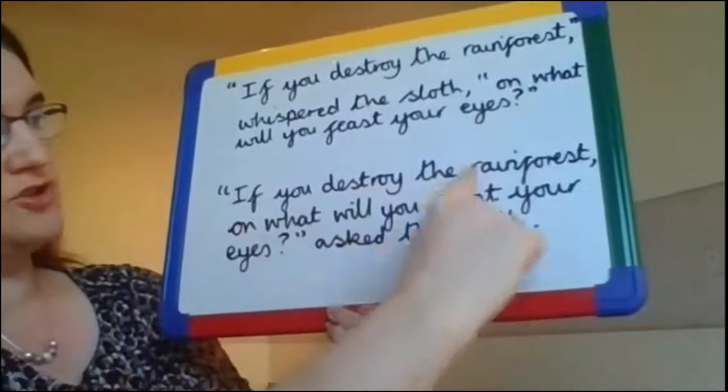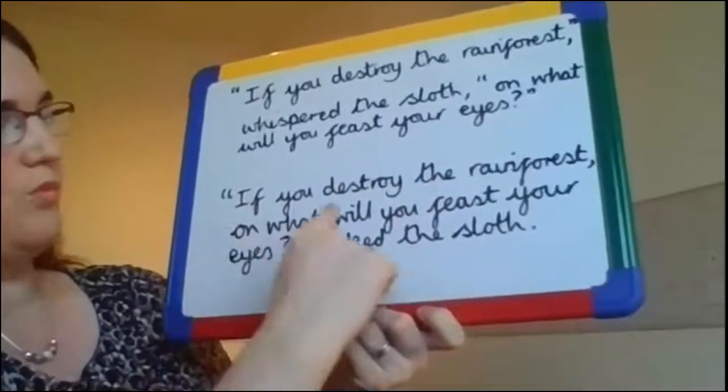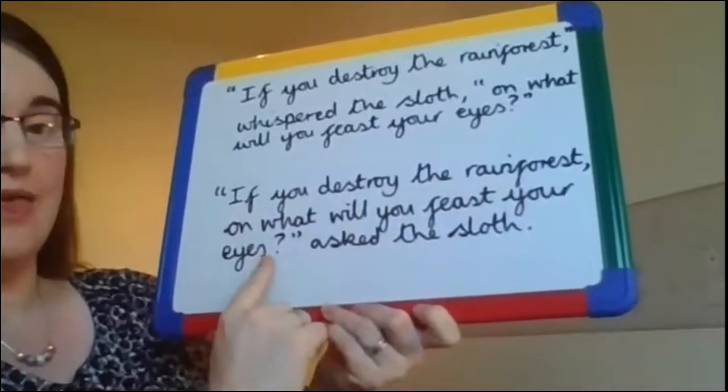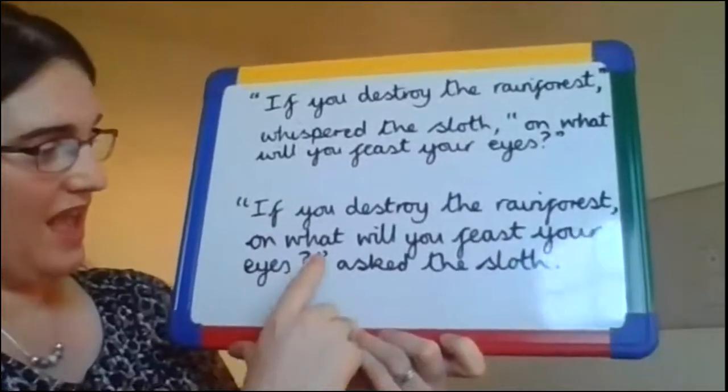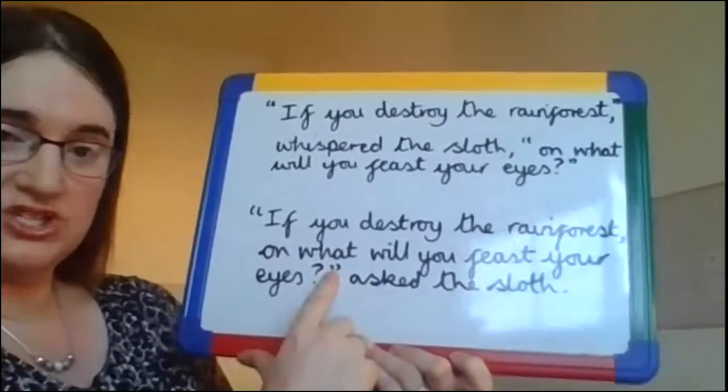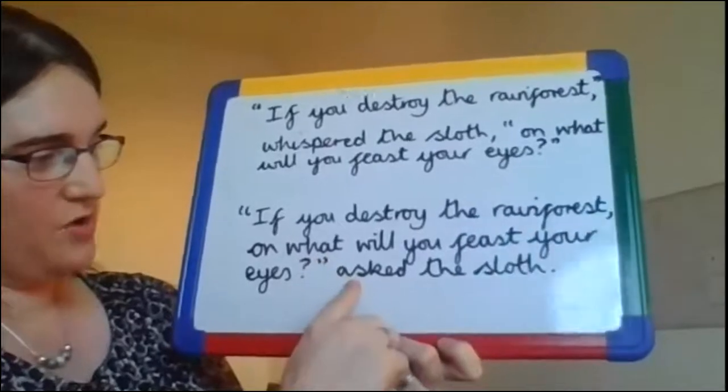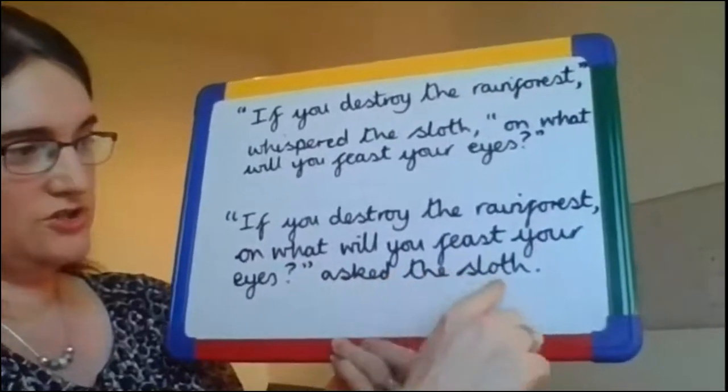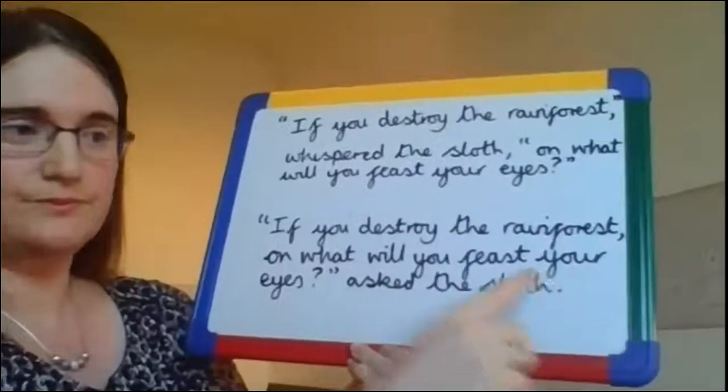Then you've written, "If you destroy the rainforest," comma, "on what will you feast your eyes?" And then you need a question mark, and you need to close your speech with a 99. And then we've got our reported clause, asked the sloth, full stop.